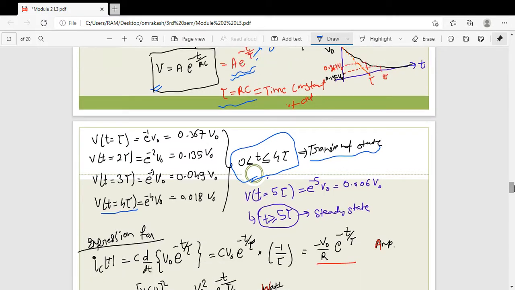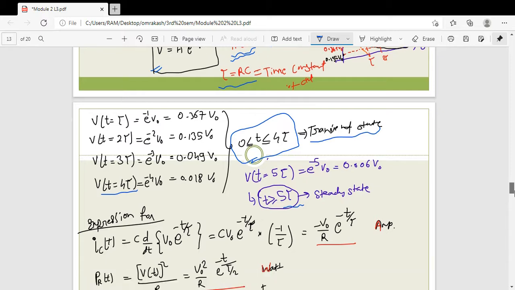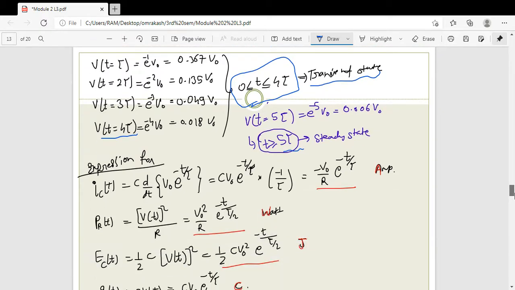Now, for general examples, we generally get the steady state response after 5 times the transient state, right? We do not generally go through the infinite duration of time. In the practical condition, we get the steady state response at greater than or equal to 5 times your time constant. Okay, so what is the expression for this?